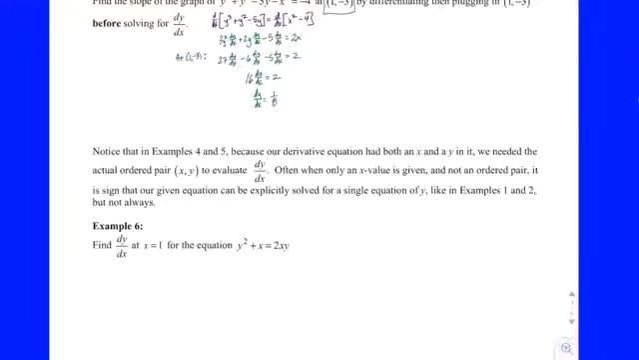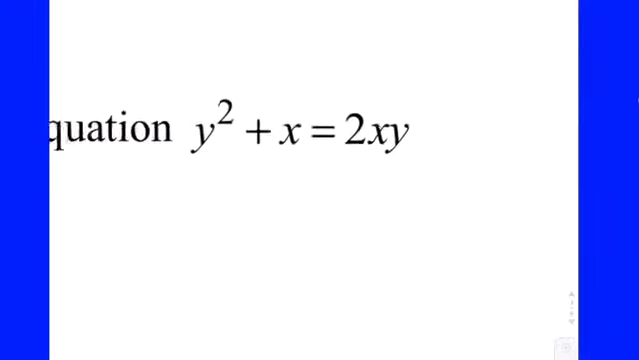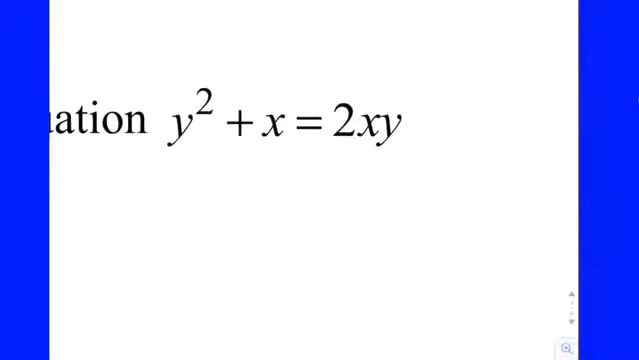Okay, go ahead and do example six on your own. We're trying to find the derivative at x equals 1 for this equation. Notice it's not solved for y. We could solve it for y, but it would be the quadratic equation, and it would require two separate equations. And so even though we could solve it for y, we'd rather work with one equation than two. This is a good candidate for implicit. So go ahead and do it. I'll do it, and we'll compare answers.